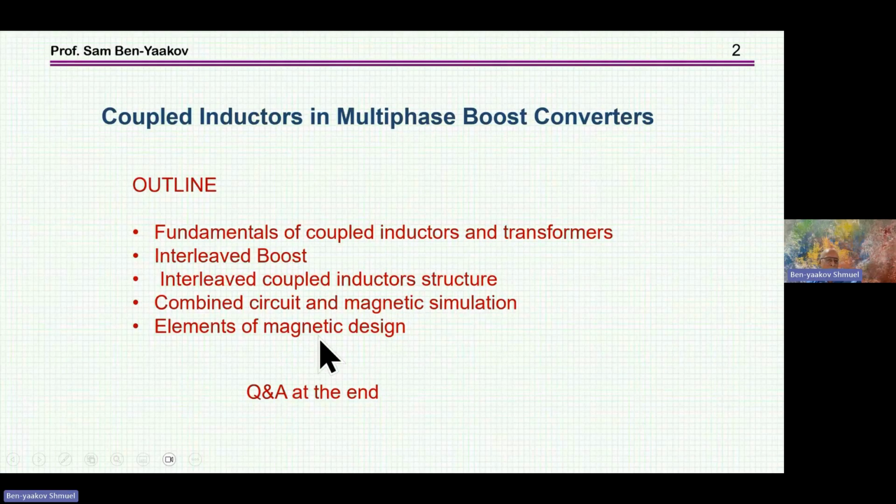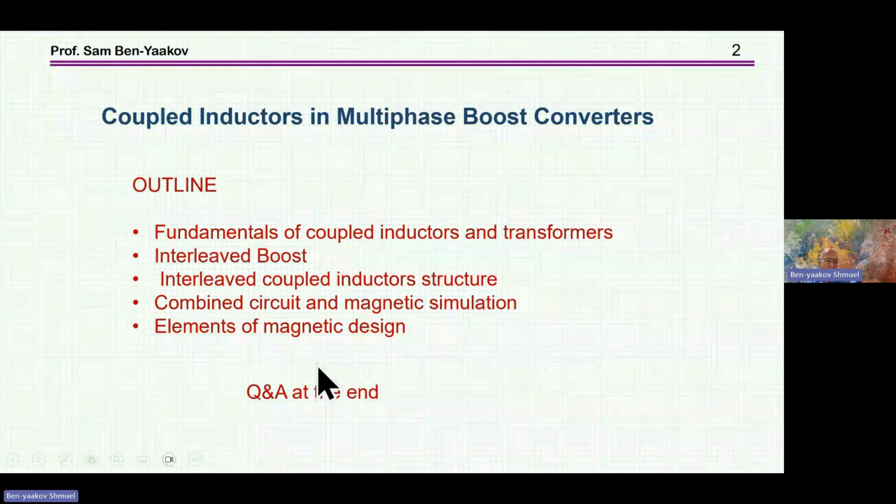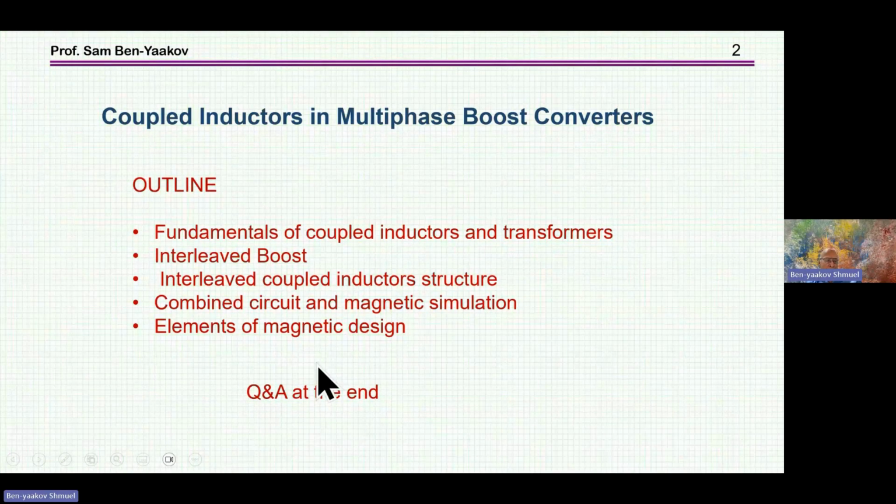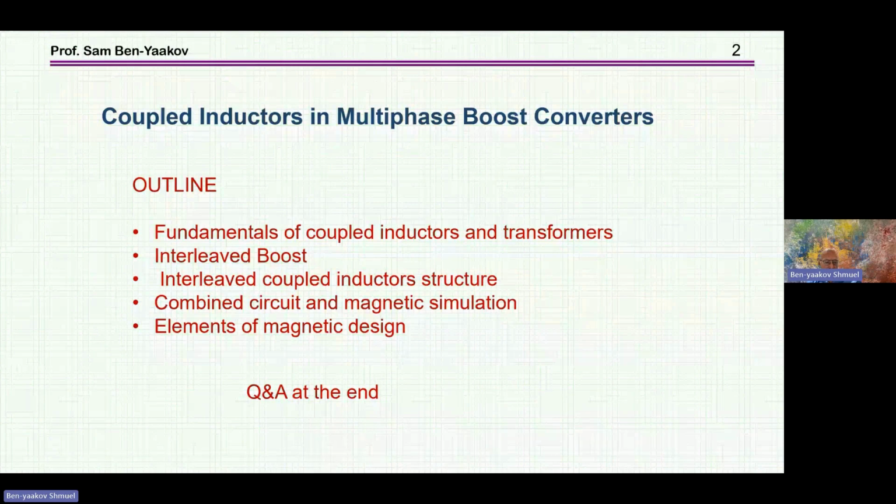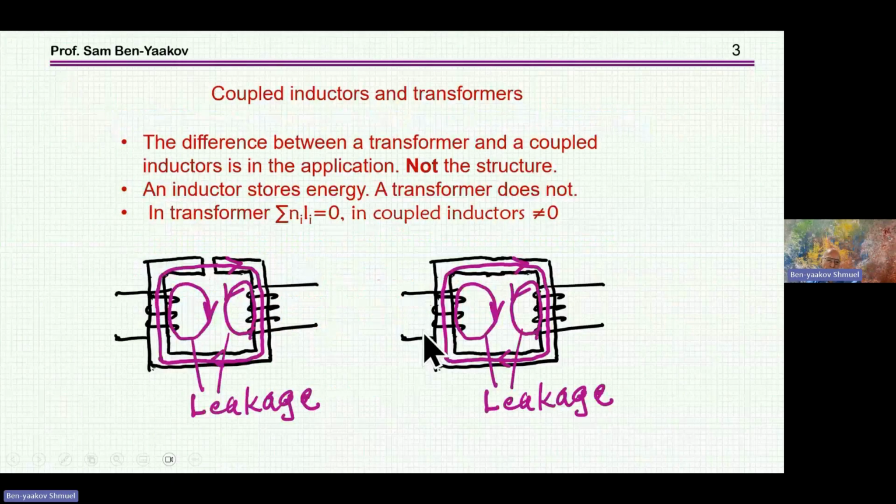Throughout this presentation, I'm going to talk a little bit about elements of the magnetic design of a coupled inductor, but obviously due to the shortage of time and the time limit, I'll not be able to go deeply into it. Now, as Kema said, we're going to have a question and answer session following the presentation, and there'll be ample time for questions.